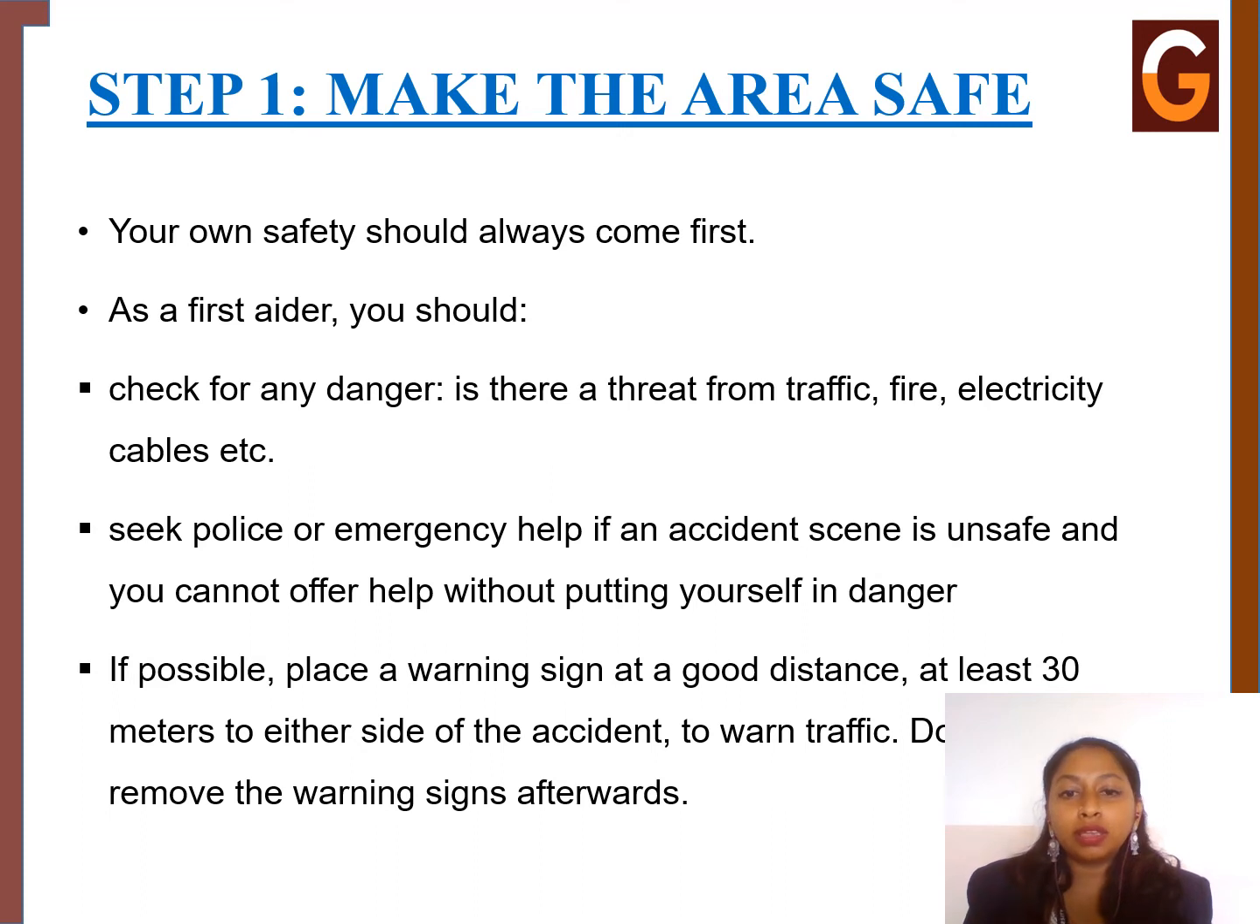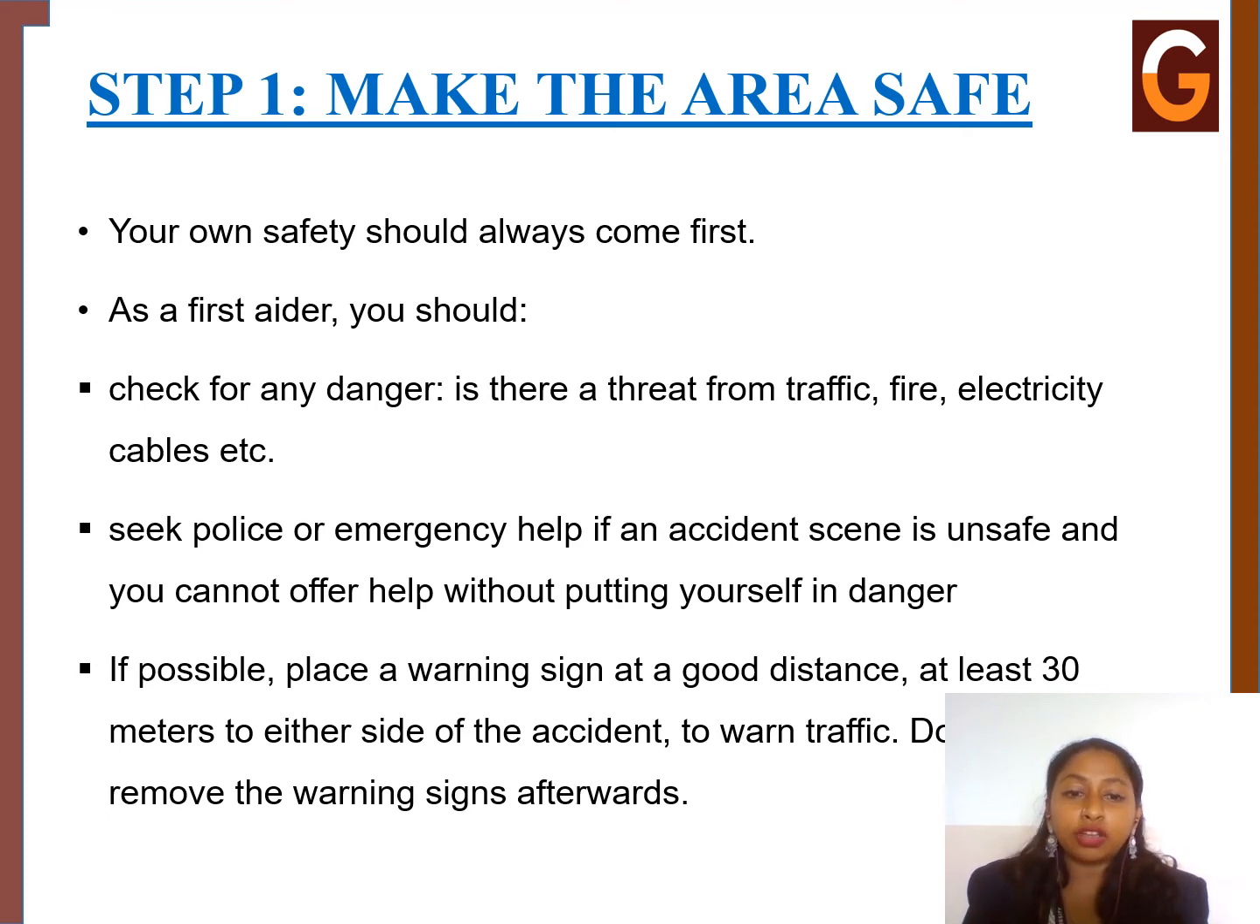Step 1 is to make the area safe. That means your safety comes first, always. If you have been on a flight, the first thing the air hostess will state is that when oxygen levels are low and the mask drops, wear yours first and then save others. The same way, your own safety comes first, and then as a first aider, you need to check for other dangers or threats, from the traffic or from electricity cable wires spread out in the area.